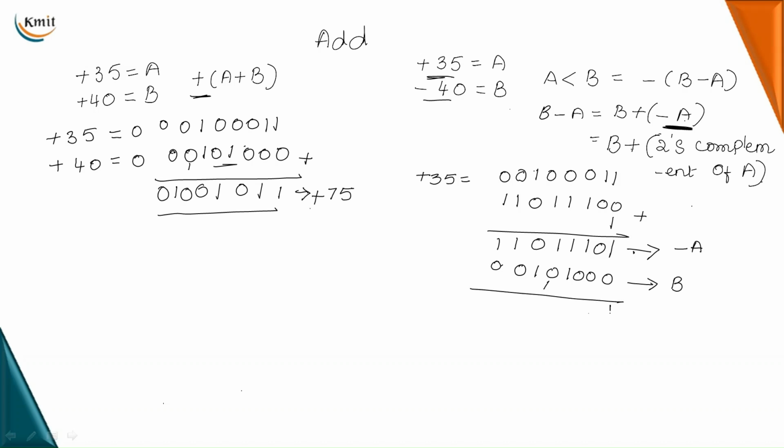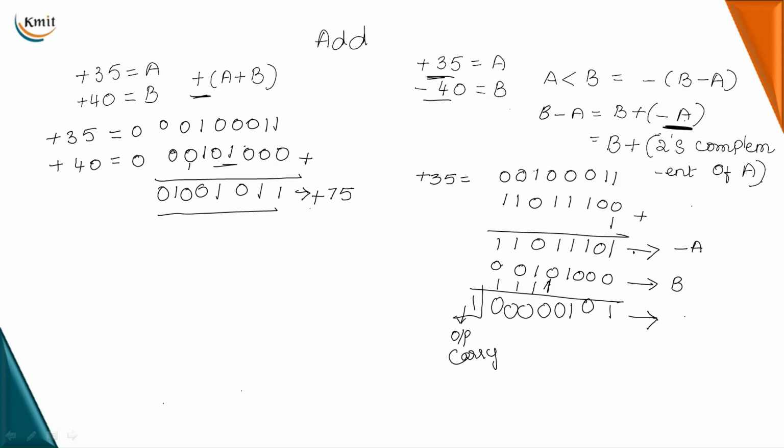1 plus 0 is 1, 0 plus 1 is 1. 1 plus 1 will give you 1, 0. So this is 1, this is 0. Continuing the addition bit by bit, the last 1 is nothing but your output carry. You can neglect this. So this is your result.